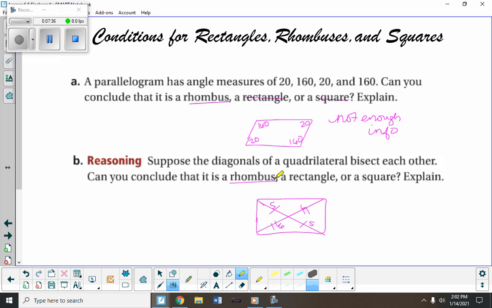Well, we don't know if they're perpendicular or not. A rectangle? Well, they could be the same lengths. I mean, they could be 5 and 5 and 5 and 5, but we don't know that. Or a square. So we don't have enough information here either to make any conclusions.